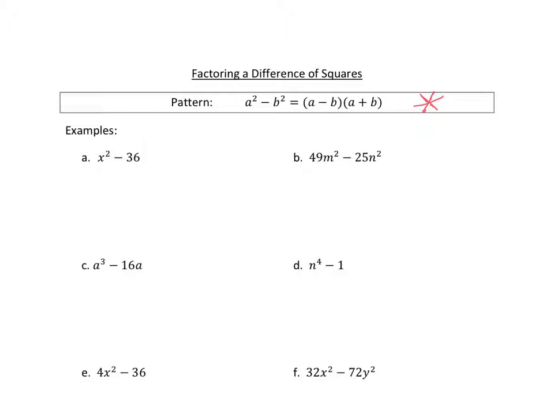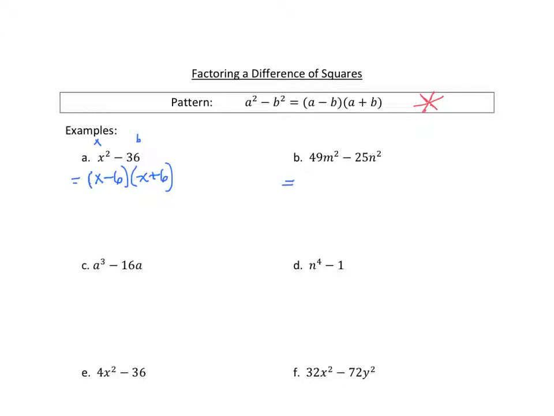So in the first one, x squared minus 36, we would take the square root of both of these terms. The square root of x squared is x, I'll just write that above. And the square root of 36 is 6. I'll just write that above. So following that pattern, it would be the difference between the two square roots, so x minus 6, and the sum of the two square roots, so x plus 6.